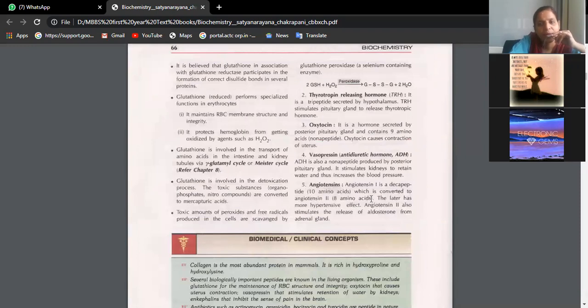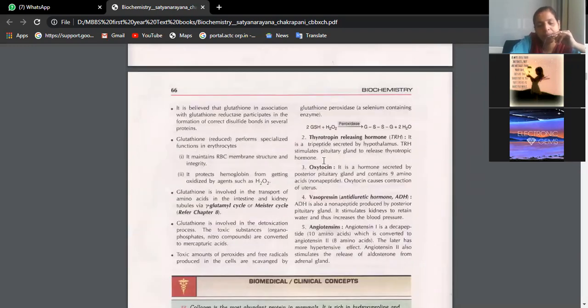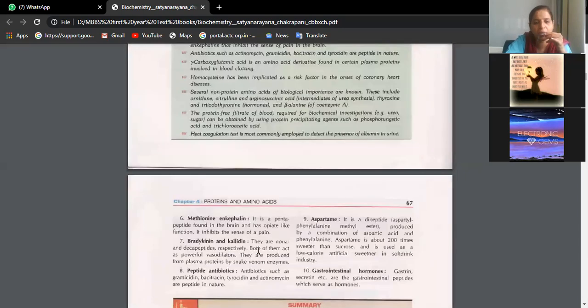Other examples of these biologically active peptides: we have TRH, thyrotropin releasing hormone, coming from the hypothalamus. Oxytocin coming from the posterior pituitary. ADH coming again from the posterior pituitary. Angiotensin, this we have seen when we were doing the juxtaglomerular apparatus. Many are given, beta. Whichever is easy for you, you choose and talk about it, because we know GIT hormones. Many things we know already in this.